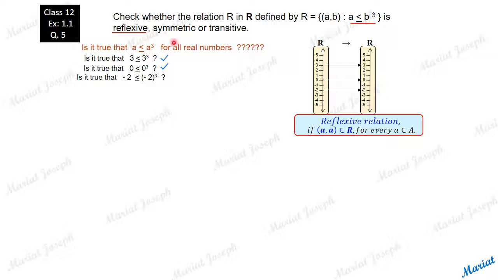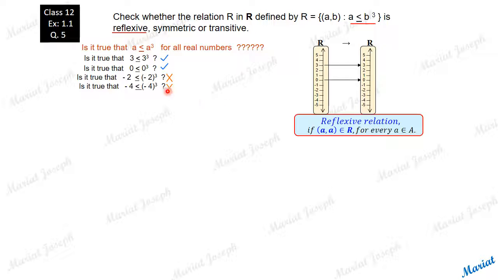Is it true that minus 2 is less than or equal to minus 2 whole cube? Minus 2 cube is minus 8. Minus 2 and minus 8. No, minus 8 is lesser, not minus 2. This inequality goes false. So (-2, -2) cannot be included in this relation. So we got an example which goes against the definition of reflexivity. This example can be highlighted as a counter example.